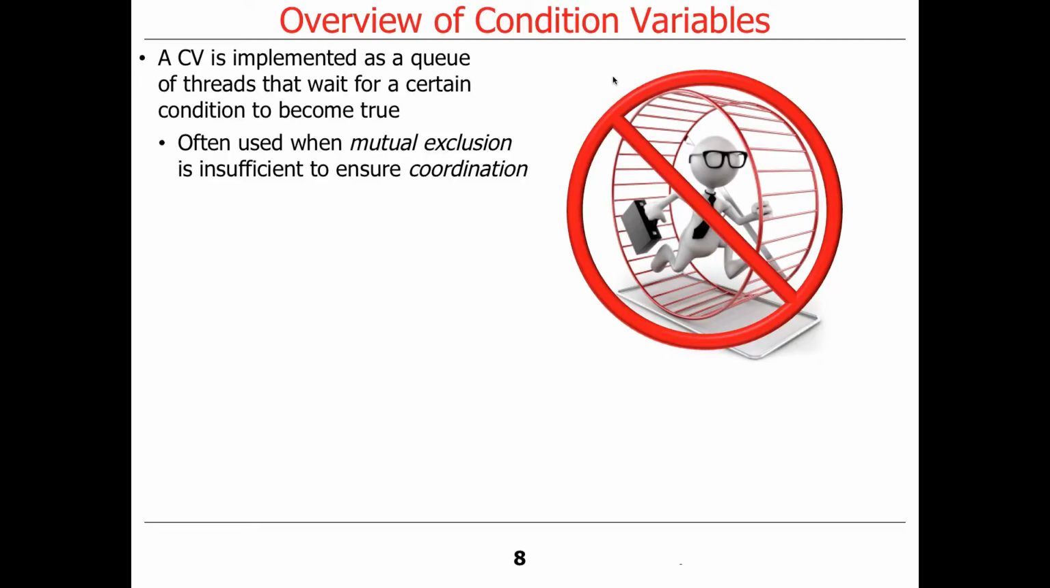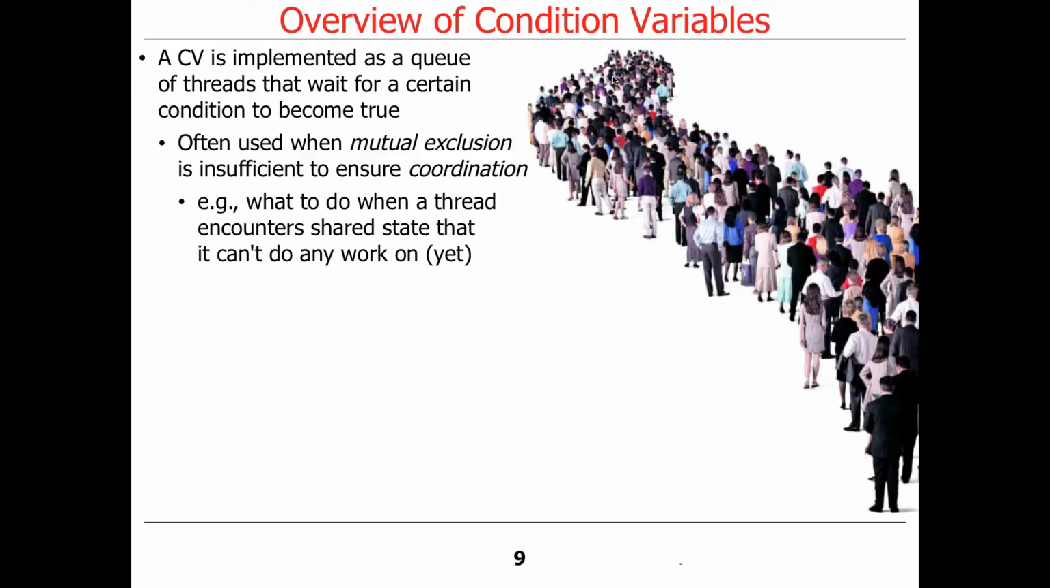Mutual exclusion is typically not sufficient to coordinate things. It's good for serializing actions but not for coordinating them. So the issue is, what do you do when a thread encounters some shared state that prevents it from doing any work at the moment? Here's a simple example. If you have a thread that wants to put something in a queue, but the queue is full, that's an example where the thread can't make forward progress. It can't do its work because the shared state isn't in the right state. In other words, the queue is full.